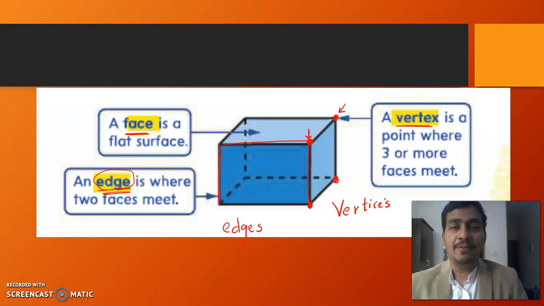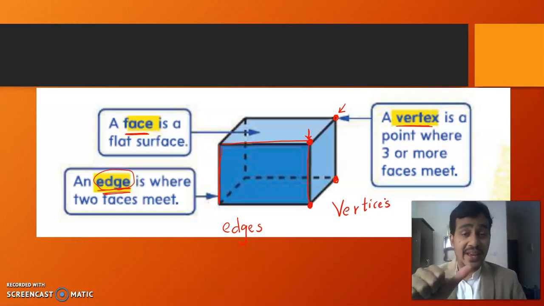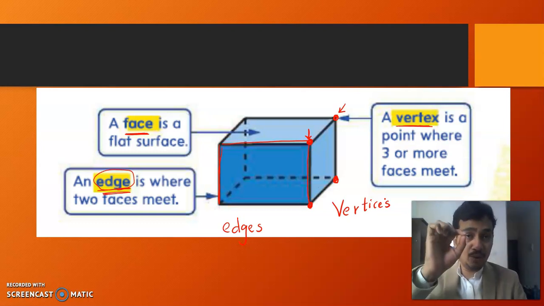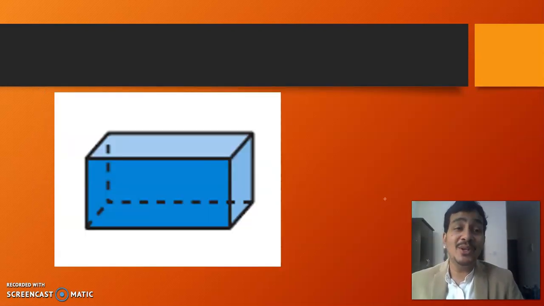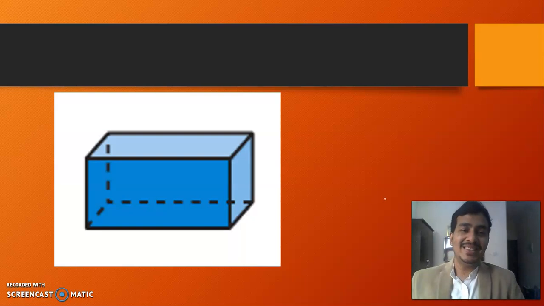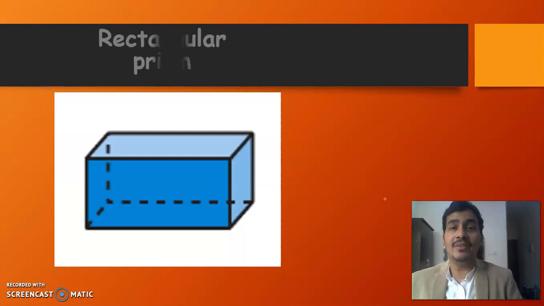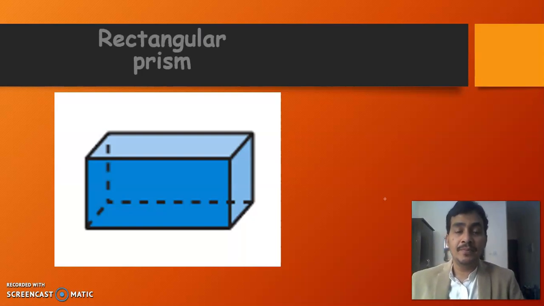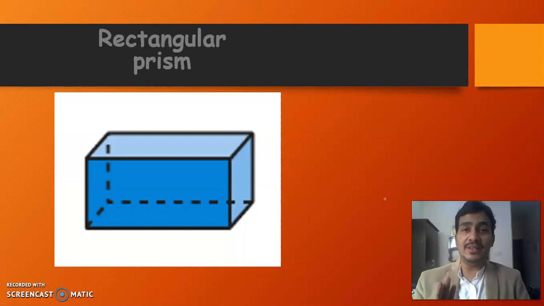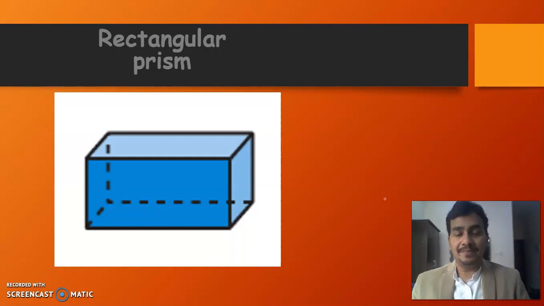Okay, fine. So we understood face, we understood edge, we understood vertex. Now you have to tell me in this 3D figure how many edges are there, how many faces are there, how many vertices are there. Before that, this rectangular box is called a rectangular prism. You should know this properly. Okay, so this is a rectangular prism.